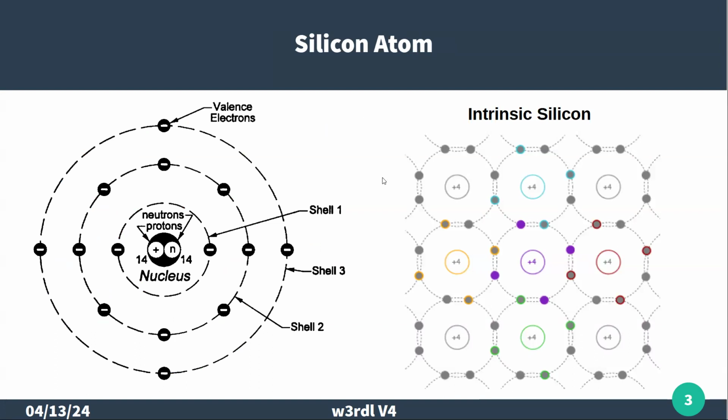If we look at our silicon atom with the four electrons in the outer or valence shell, when these are together, it forms a crystal. And we have what we call covalent bonds, where these outer electrons share that shell with another atom. So it forms a nice crystalline structure.